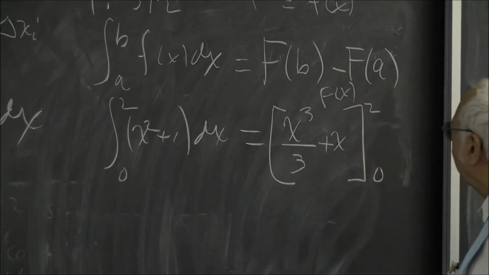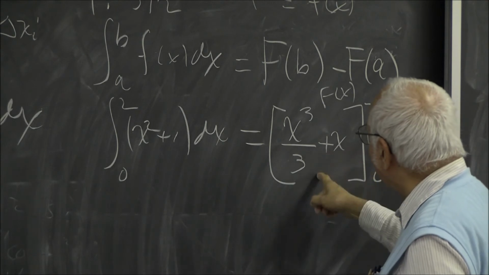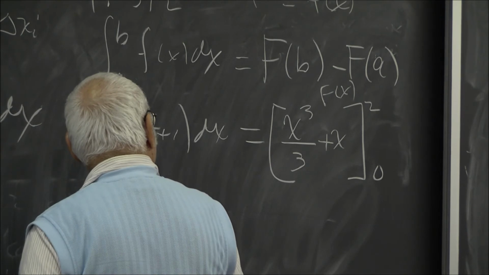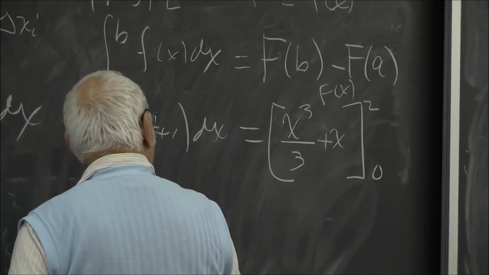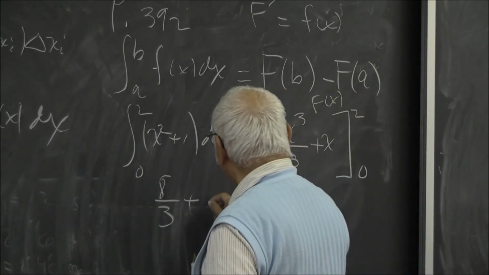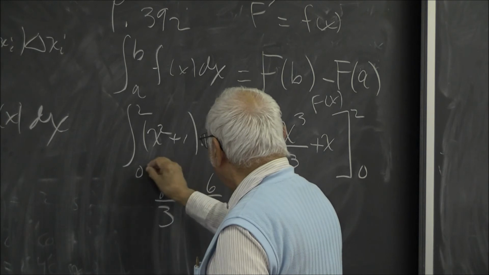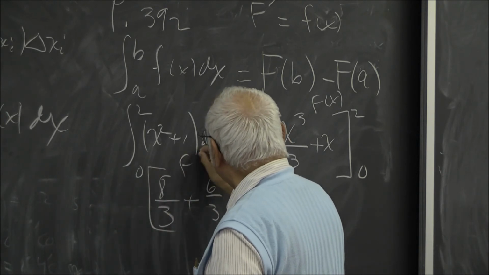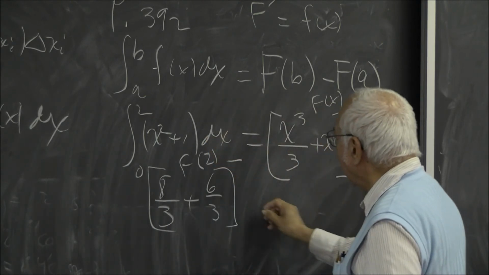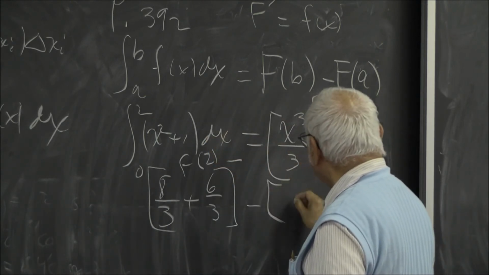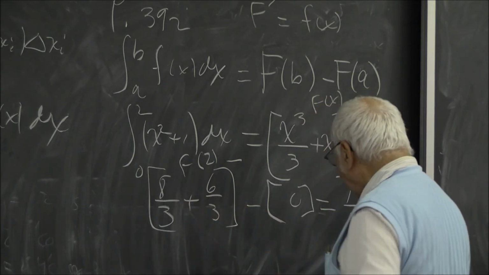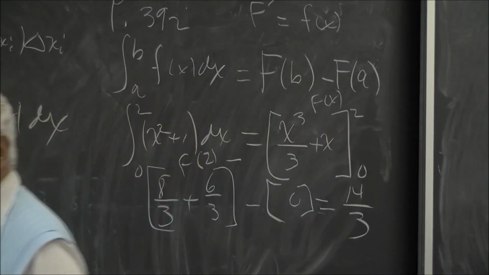This is what I call big F of x. Okay? So if you drop in a 2, you're going to get 2 cubed, which is 8/3, plus 2. So 2 is the same as 6 over 3, right? And so this is big F of B, big F of 2. And then if you drop in a 0 for x, here's big F of 0, you're going to get 0. So you get the same answer, 6 and 8 is 14 over 3. And it's so much easier than the way we did before.